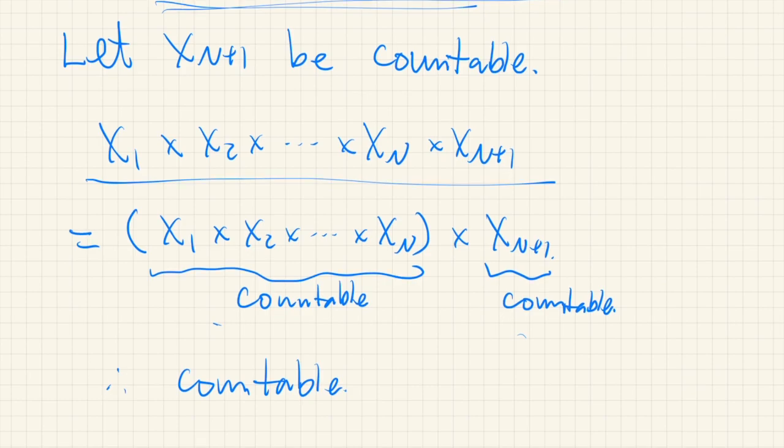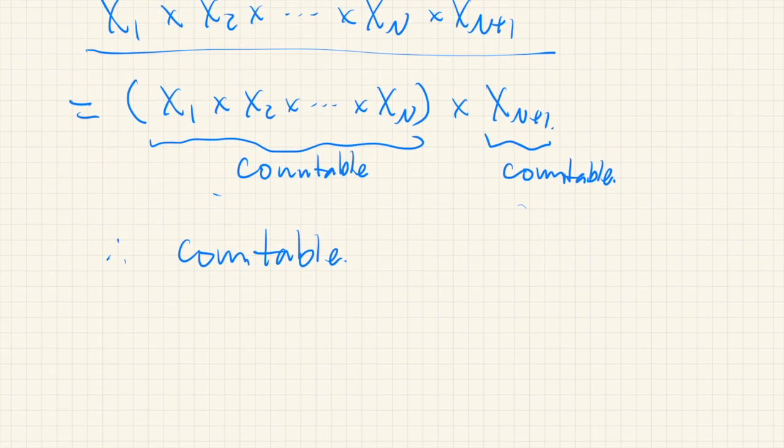Now, using this theorem as a corollary to this theorem, we can prove that the set of rational numbers is also countable. Okay, so how is it possible? The set of rational numbers seems to contain a lot more elements than the set of natural numbers, but still, it is countable.